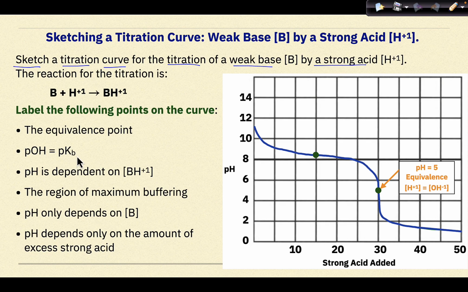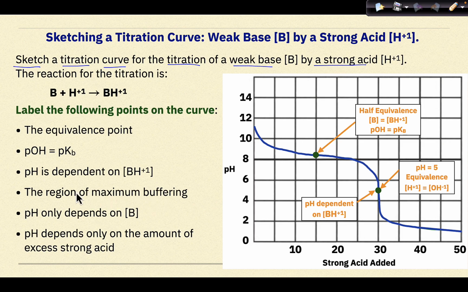The next point to label is where pOH is equal to pKb. That is located at this green dot, half equivalence, where the concentration of the weak base is equal to the concentration of the weak acid. So pOH is equal to pKb. The next section is where pH is dependent on the concentration of the weak acid. That would be located right at the equivalence point, where all of the weak base has been neutralized.